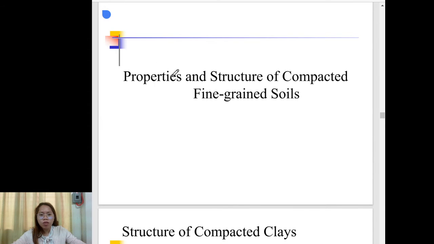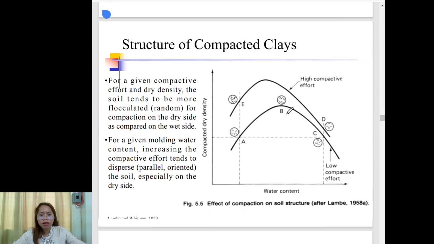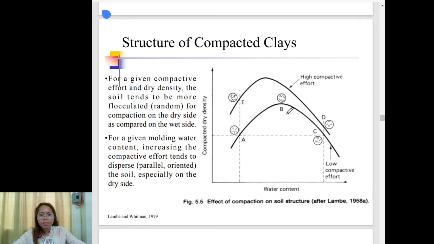Then, we move on to the properties and structure of compacted fine-grained soils. Of course, we have to understand also how the soil particles behave if subject to compaction. For a given compactive effort and dry density, the soil tends to be more flocculated or random for compaction on the dry side, as compared to the wet side.